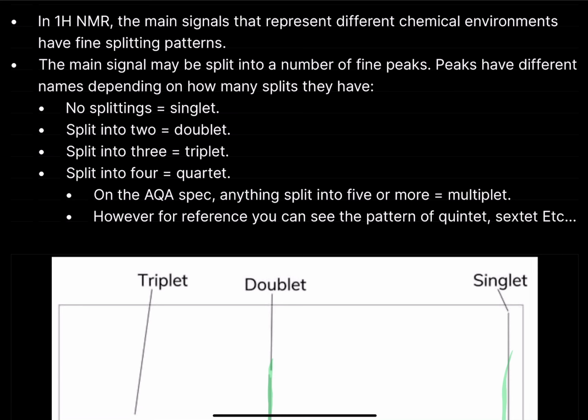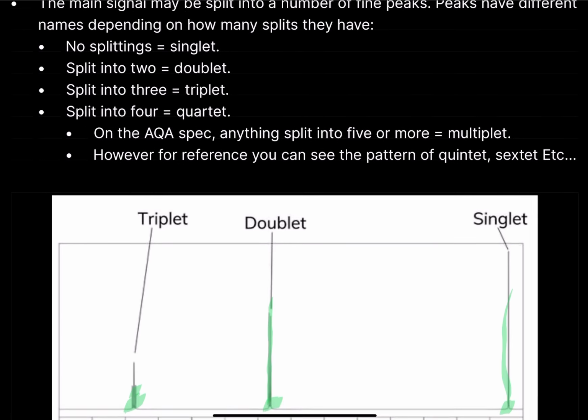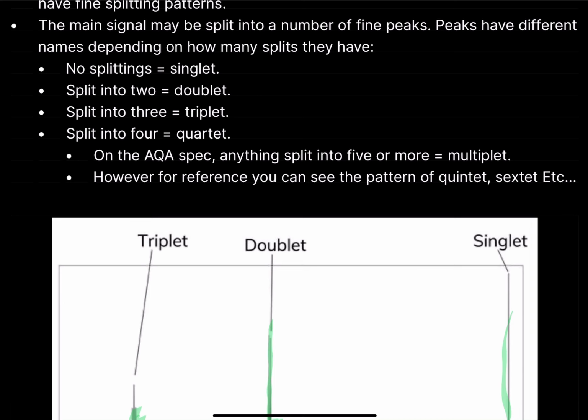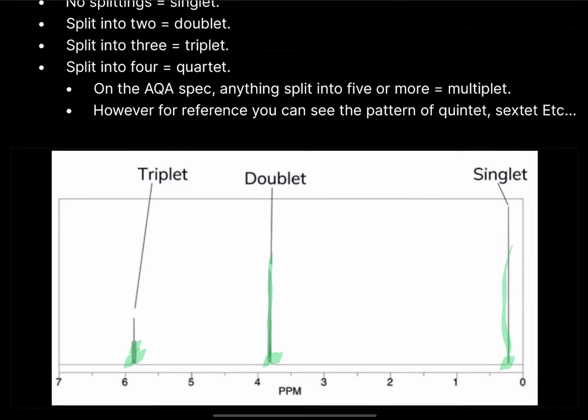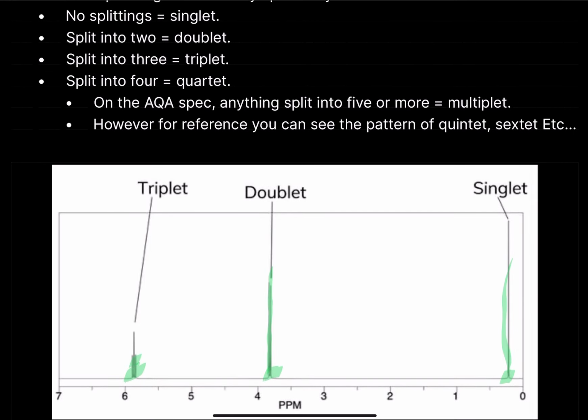For example, if there's no splitting, that is a singlet. Split into 2 is a doublet. Split into 3 is a triplet. Split into 4, if there are 4 peaks like this, 1, 2, 3, 4. That's a terrible drawing, but hopefully you get what I'm trying to say. That would be a quartet. And on the AQA spec, anything split into 5 or more is called a multiplet.